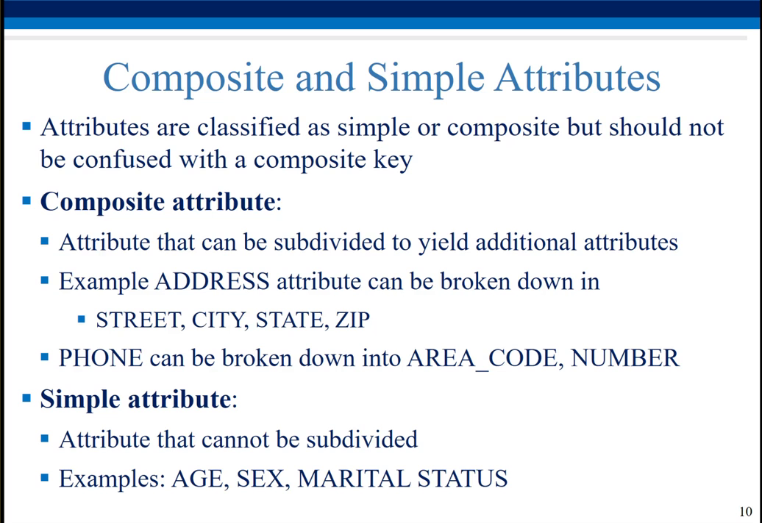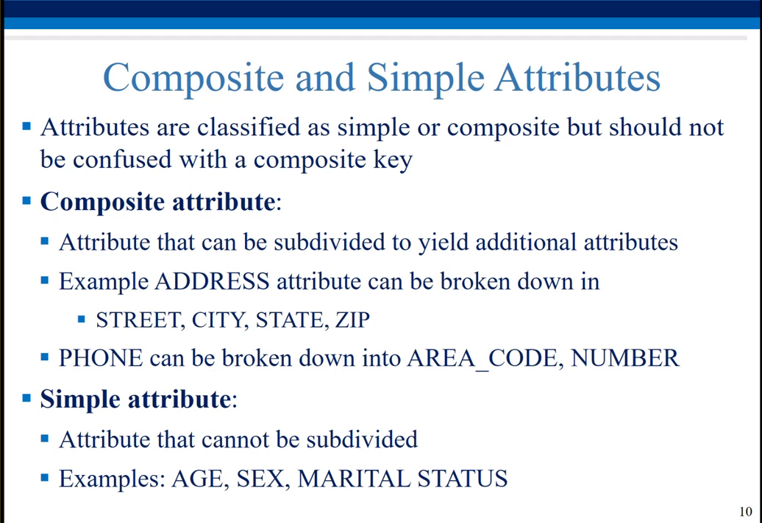Attributes are classified as either simple or composite, but don't confuse them with a composite key. For instance, a composite attribute can be subdivided to yield additional attributes, such as address. We don't want to just put address in there. It would make sense to have city, state, zip, and of course the street. A phone can be broken down into the area code and the number itself.